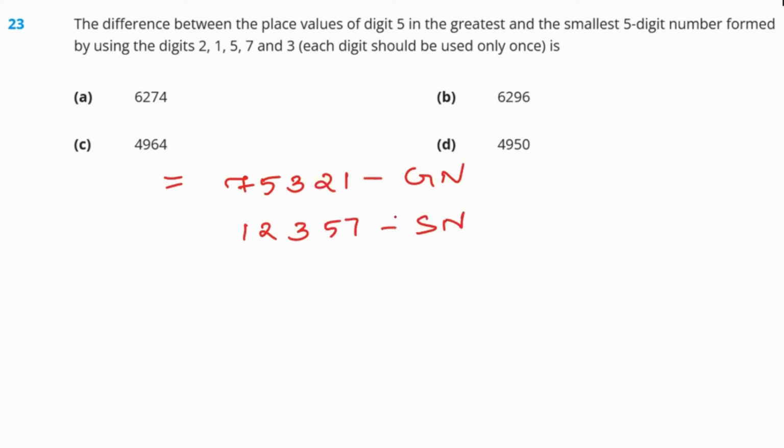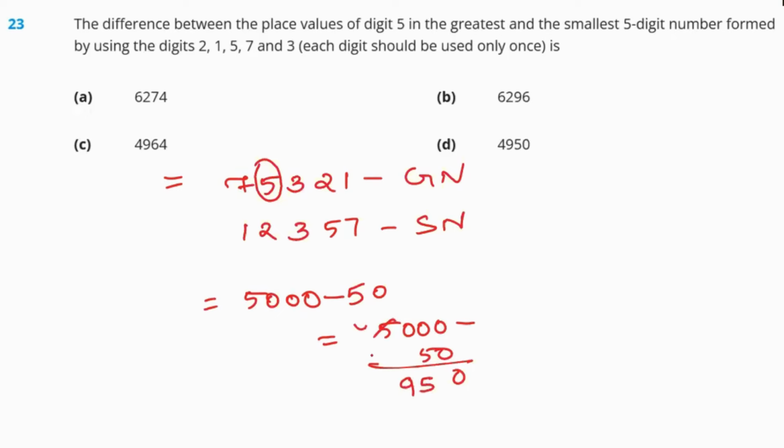So what we have to do is find the difference between the place values of digit 5. In the greatest number, the place value of digit 5 is 5000, as it is in the thousands place, minus. And in the smallest number, 5 is in the tens place, so its place value is 50. We have to find the difference: 5000 minus 50 is 4950. So 4950 is the correct answer, option D.